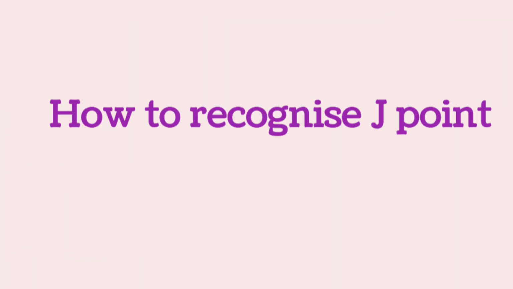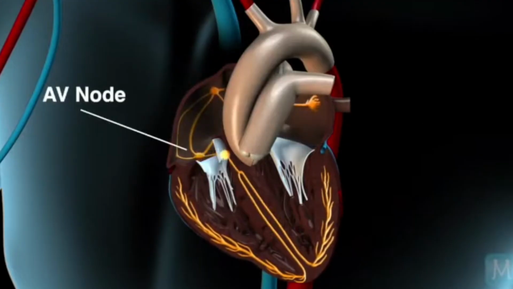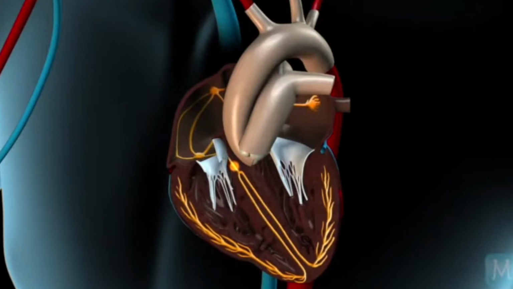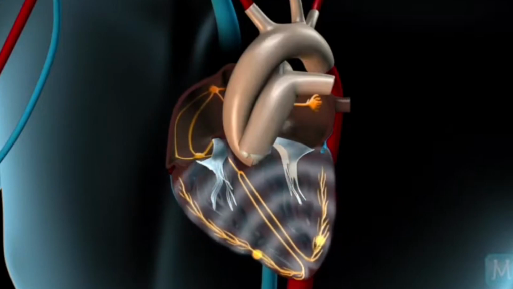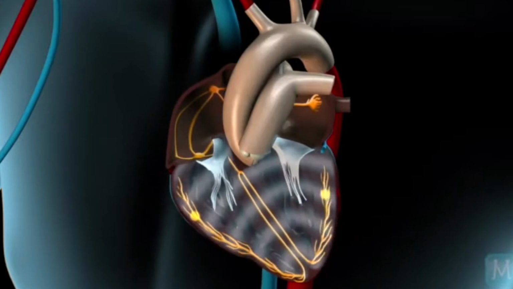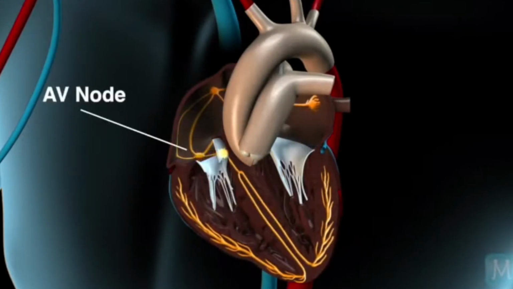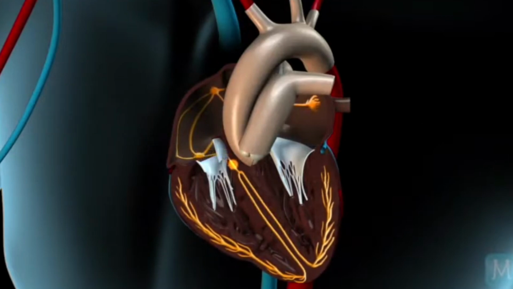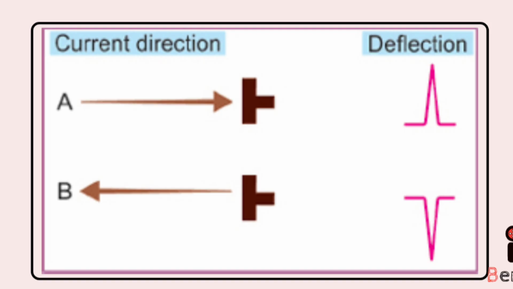How to recognize the J point? As we know, the QRS complex represents the ventricular depolarization. Depolarization means the cells become electropositive. The depolarization of ventricular cells is sodium dependent. Q wave is due to the septal depolarization. R wave is due to the major ventricular depolarization, and the S wave is due to the depolarization of the basal part of the ventricles. When the positive charge of the depolarization wave moves towards the electrode, it causes a positive deflection, and when it moves away from the electrode, it causes a negative deflection.